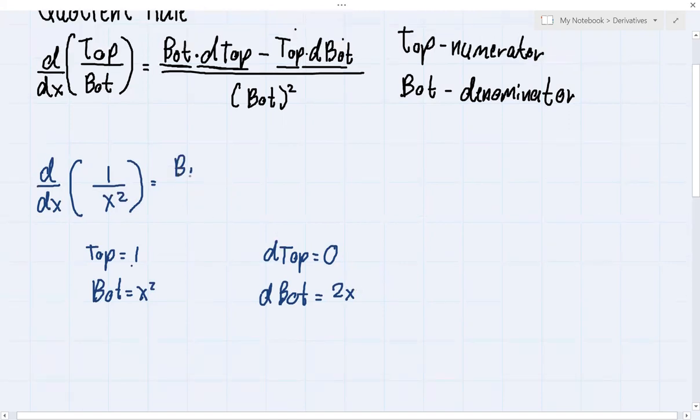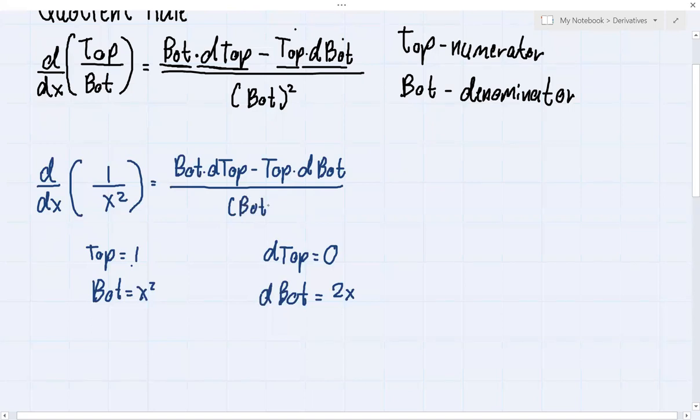So, let's substitute the formula. I mean, ilagay mo muna yung formula bago mo substitute. Bot d top minus top d bot. It sounds weird, but please, this one is far better than lettering. All over the square of the bottom. So si bottom, siya si x squared times the derivative ng top, which is 0, minus top, which is si 1, times the derivative ng bottom, which is si 2x. All over the square ng bottom, which is the square ng x squared.